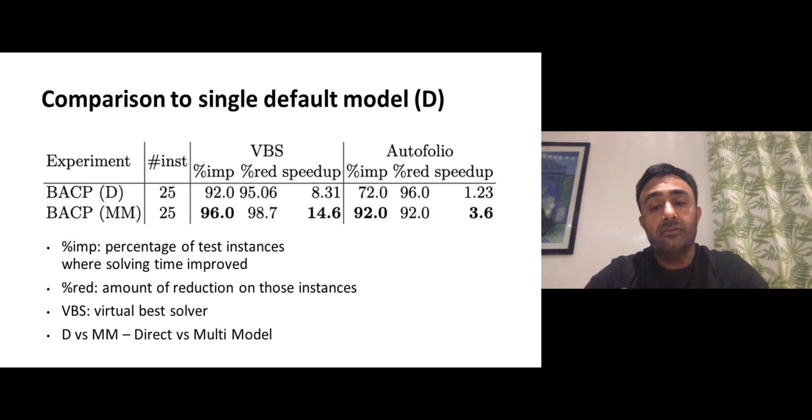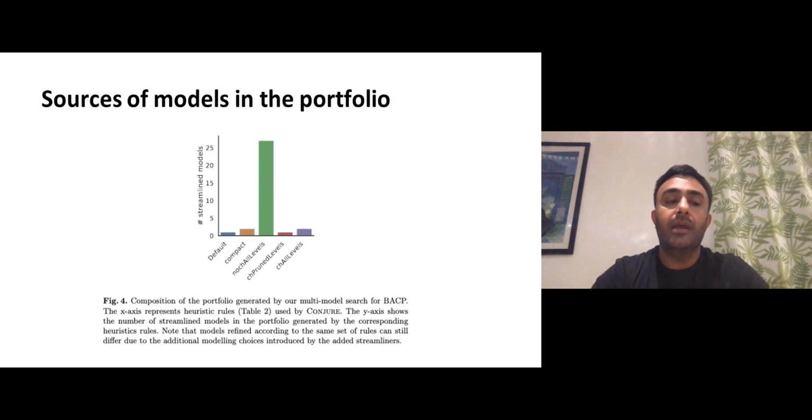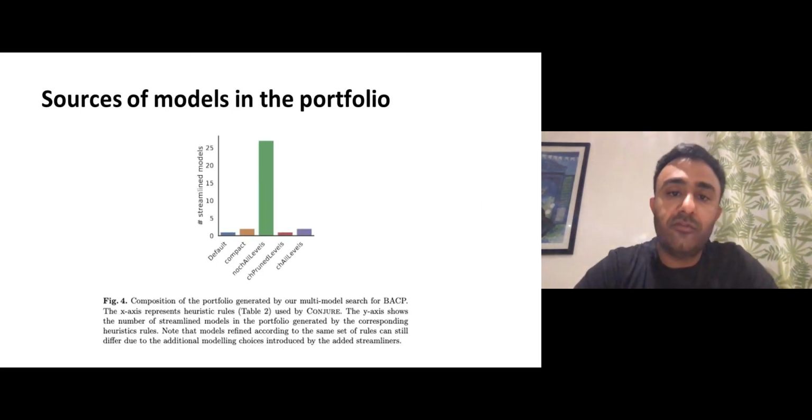We then see autofolio results, which is what happened in real life, and we used autofolio to choose which member of the portfolio to use. And here, using multiple models, we see an improvement as well. The overall reduction on these instances goes down slightly, but the applicability goes from 72% to 92% of the test instances. I'd like to quickly show you the sources of models in the portfolio.